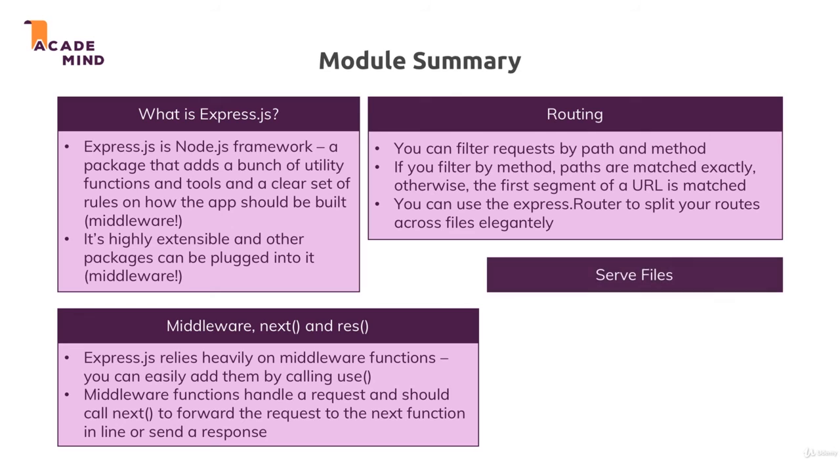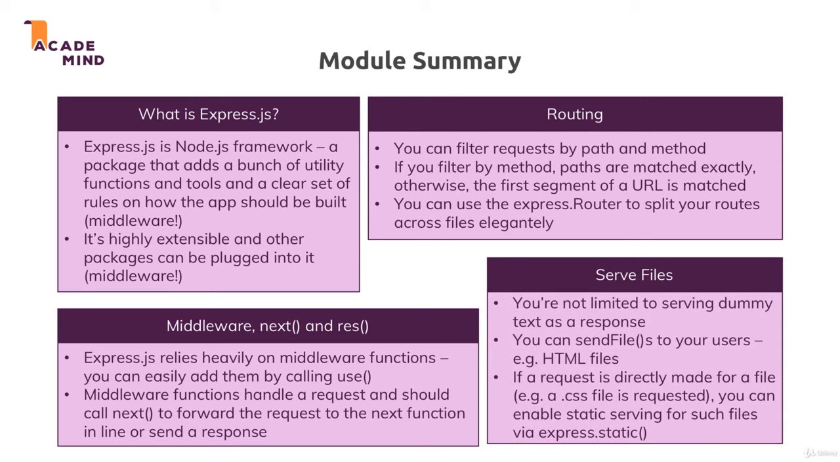Last but not least, we also served some files, and it's important to know that you're not limited to serving dummy text or anything like that. You can send files, for example, as we did it with HTML files. And if a request is directly made for a file, like a CSS or JavaScript file, but also images, even though we didn't see that in this module, you can enable static serving for such files with the help of express.static, which is a crucial part of any web application you're building, because you typically have such files that are dependencies of your HTML files, for example.